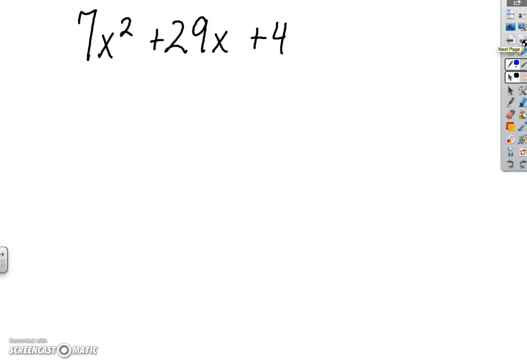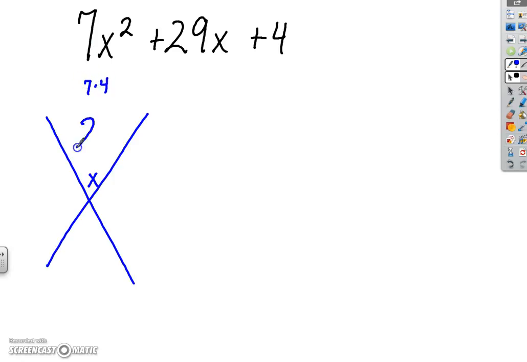All right, so 7x squared plus 29x plus 4. So start off with our x. Two numbers that multiply together equal 7 times 4. Our a times our c, so 7 times 4, which is 28. And add together to equal 29. Okay, well, this one right here, not too bad. Hopefully you're going 7 and 4, first one. No, that's not going to work. Hey, 28 times 1. Absolutely.